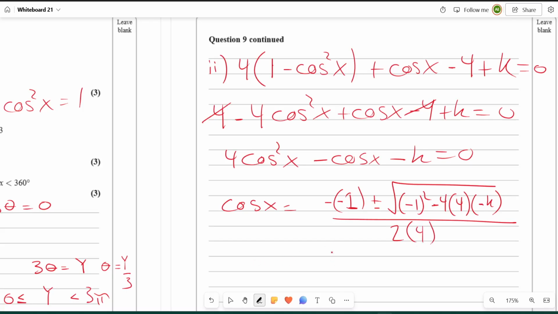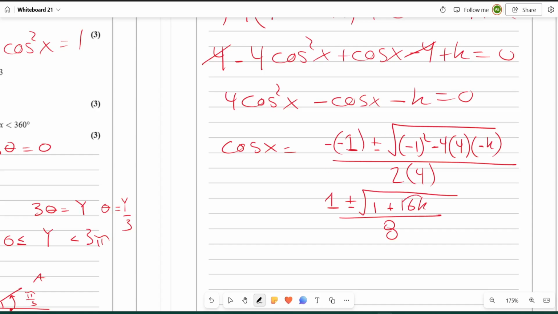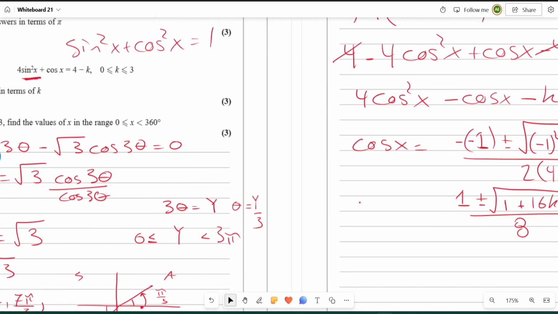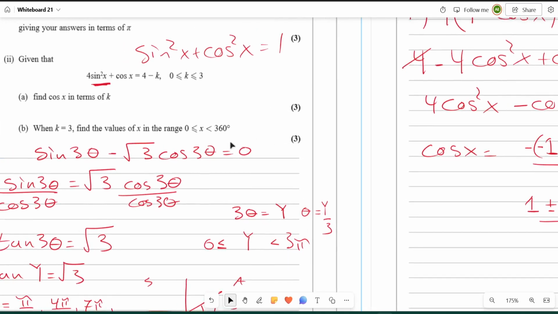So this is basically +1 plus or minus square root of 1 squared is 1. -4 times 4 times minus k is plus 16k, over 2 times 4 is 8. So this is basically going to be the solution in terms of k. So this is going to be my final answer over here. Now, the last part tells me when k equals 3, find the values of x.